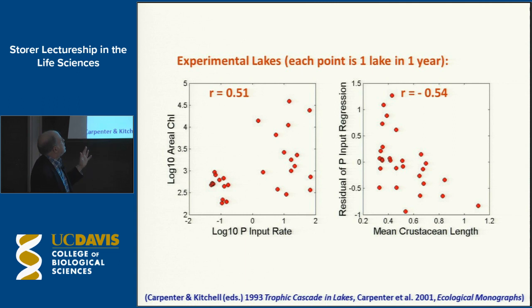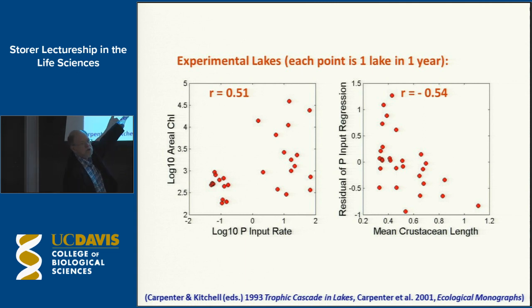So the bottom line of the experiments, I think, is most easily seen in these 2 graphs. On the left-hand side, you see phosphorus input rate, which we controlled experimentally, so it's known. And that's plotted against areal chlorophyll again, so chlorophyll per unit area. And there's a positive correlation, exactly as we would expect from the ELA experiments. There's also a lot of scatter.